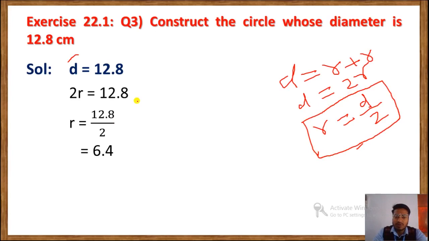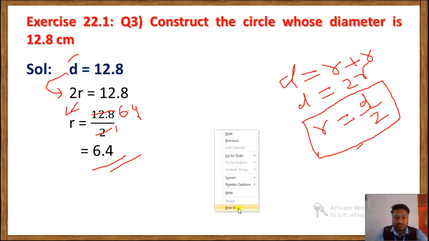So the same formula will apply here. Diameter, we can write 2 into radius, equals 12.8. This is the diameter given. Now r we write as it is because we have to find the radius. So r equals 12.8 divided by the coefficient of r, which is 2. When we divide, 2 sixes are 12, decimal point, and 2 fours are 8. So we got 6.4. This is the radius. Now using this radius we have to draw the circle.